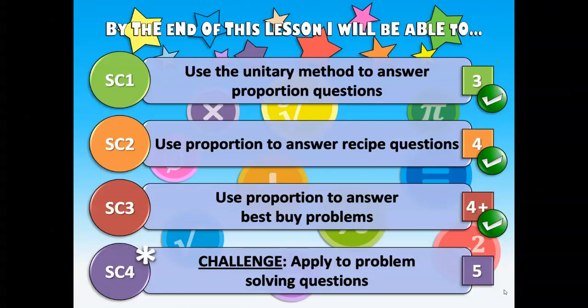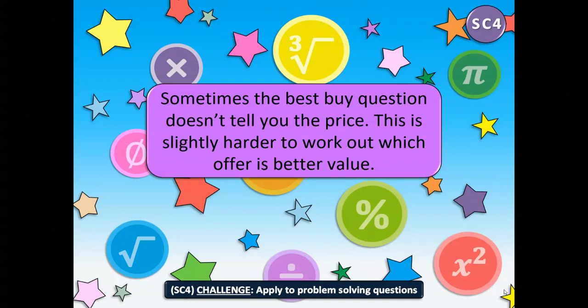And now we've completed success criteria 3. So now we're going to move on to number 4, and this is to apply to problem-solving questions. So sometimes the best buy question doesn't tell you the price, and this is slightly harder to work out which offer is better value for money.